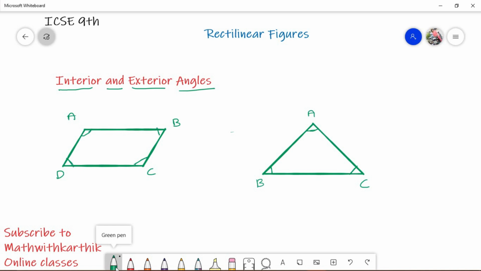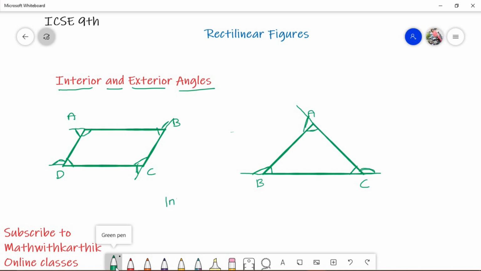So what do you mean by exterior angle? Exterior angles are the angles which are present outside the figure. So this is one exterior angle. If you extend this, this is one exterior angle, and if you extend this, this is one exterior angle. So here similarly, if you extend this, this is one exterior angle. If you extend this, this is one exterior angle, and if you extend this, this is one exterior angle.